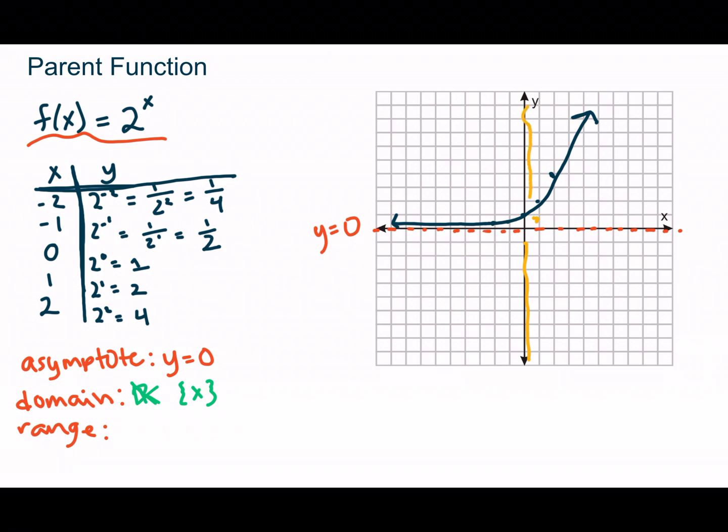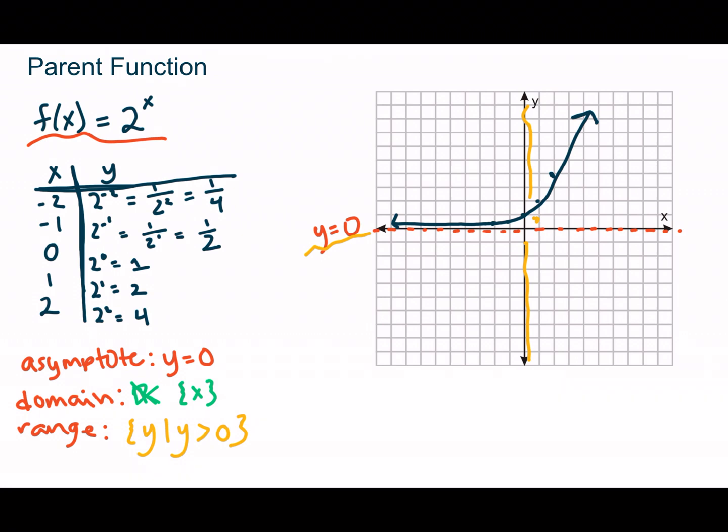So the way we're going to do that is set notation, all y values such that y is greater than 0. Y will never ever equal 0 because it will never ever touch that x-axis. So make sure you're using the greater than sign and not greater than or equal to, because we have that asymptote which affects our range.